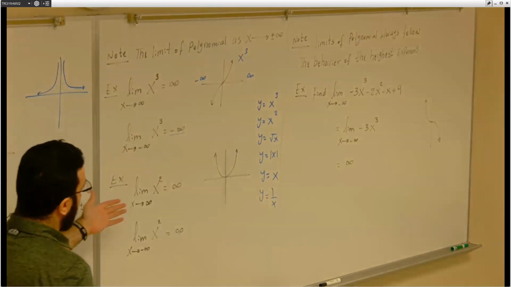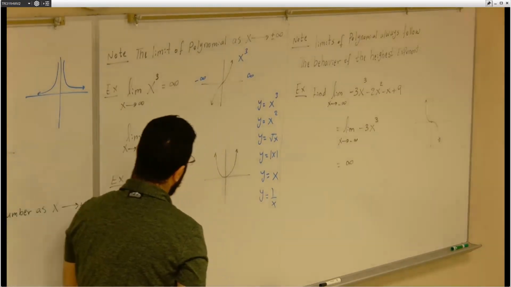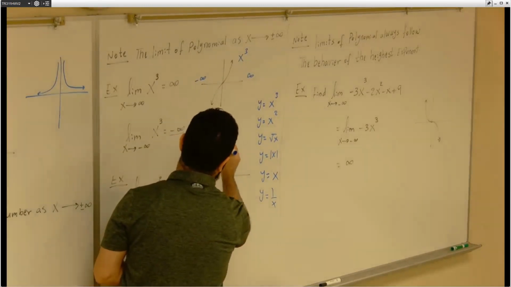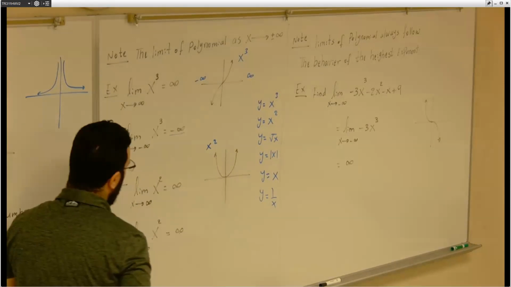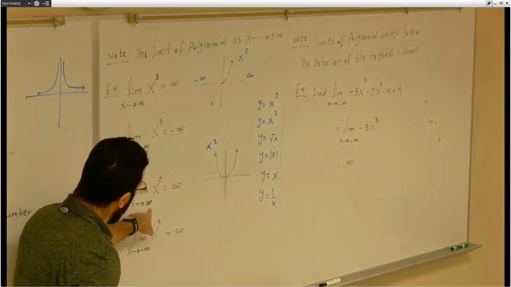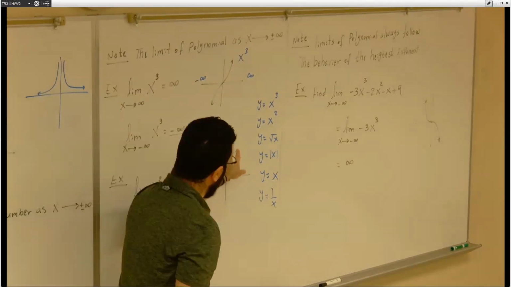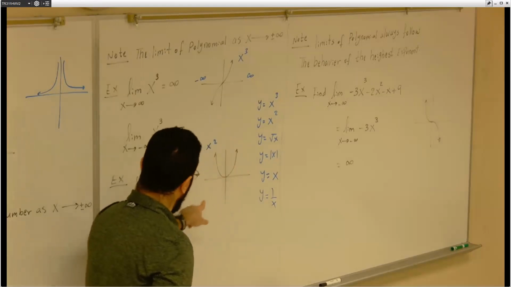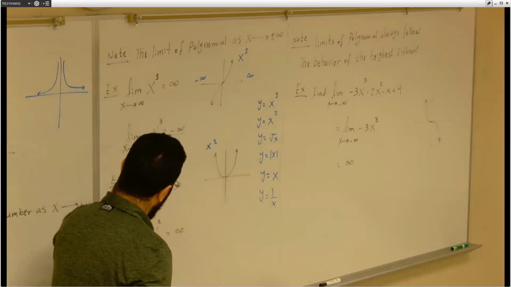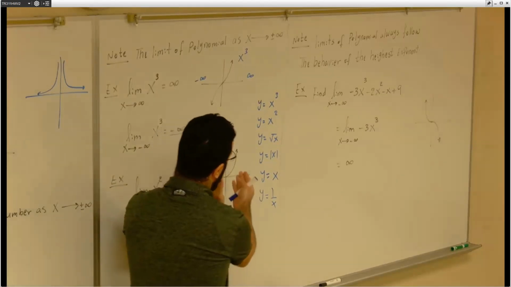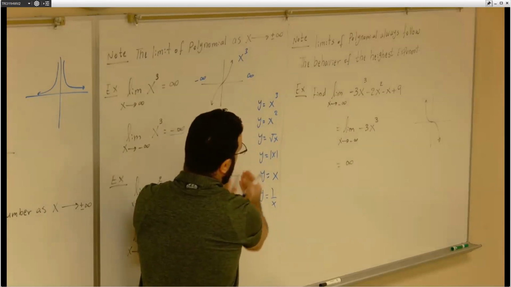Here is the graph of x squared. If you look at the limit when x approaches infinity, the positive side, where is the y coordinate going? Going to infinity, so it's positive infinity. The limit when x approaches negative infinity is also positive infinity, because in the graph of x squared, both sides go up.